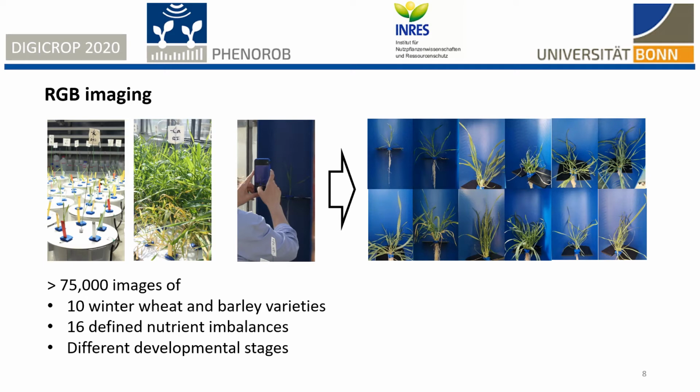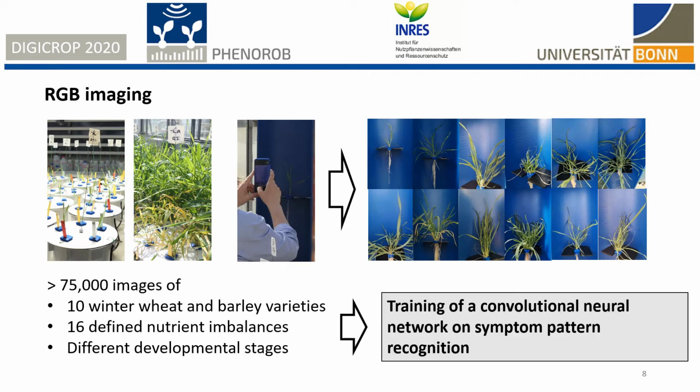Thus, we recorded nutrient imbalance symptoms of 10 genotypes, 5 winter wheat varieties, 5 barley varieties, and of 16 different nutrient imbalances during several weeks of plant development. These data sets are going to serve for training of a convolutional neural network on symptom pattern recognition.